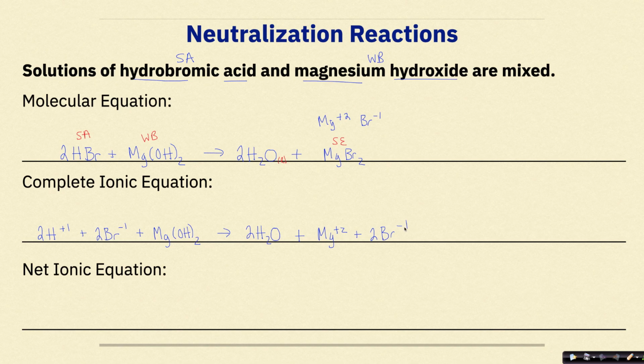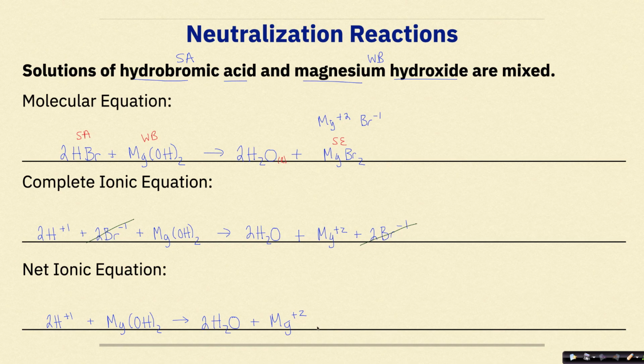Excellent. The last thing that I need to do here is identify any spectator ions that I might have and cross those out. So the only spectator, and I only have one here, is the 2Br -. So I'm going to cross it out there and there. And then the final thing that I am going to do is rewrite my net ionic equation. 2H+ plus Mg(OH)2 arrow 2H2O plus Mg 2+. And that is my net ionic equation between a strong acid and a weak base.